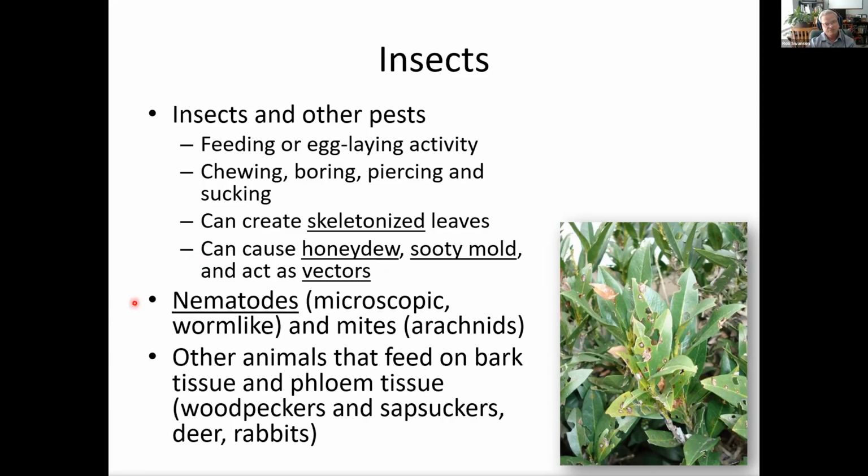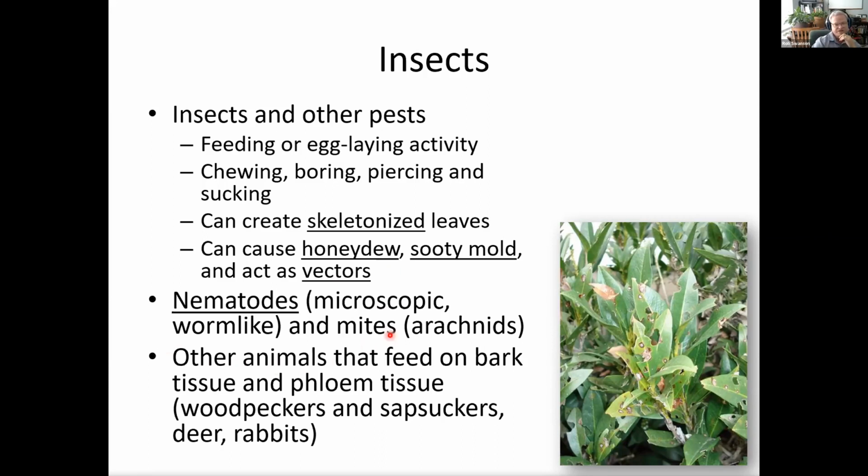There are also nematodes out there. These are microscopic worm-like critters. So these nematodes are really, really small, so they can get in and actually inhabit some of the small root tissue, which can kill it. They can feed on root tissue, which can kill the plant.